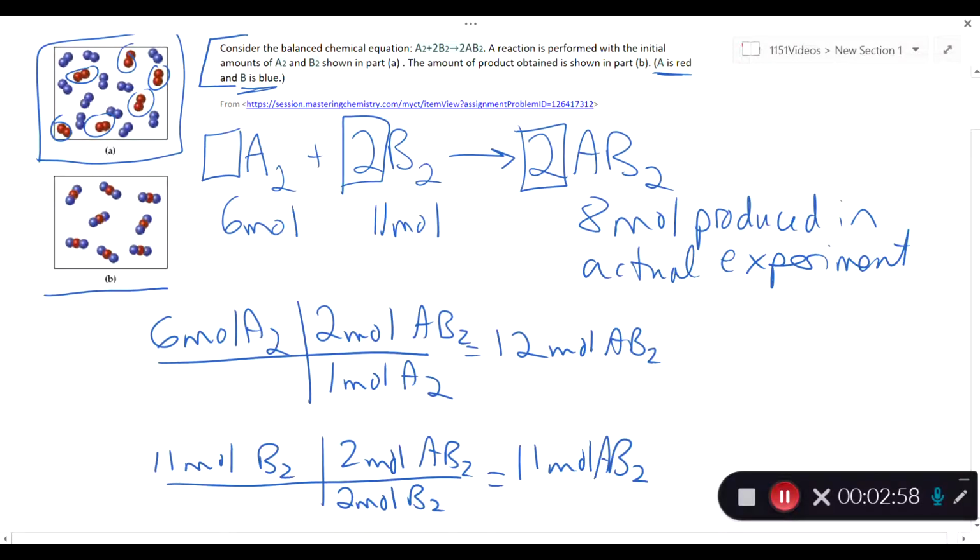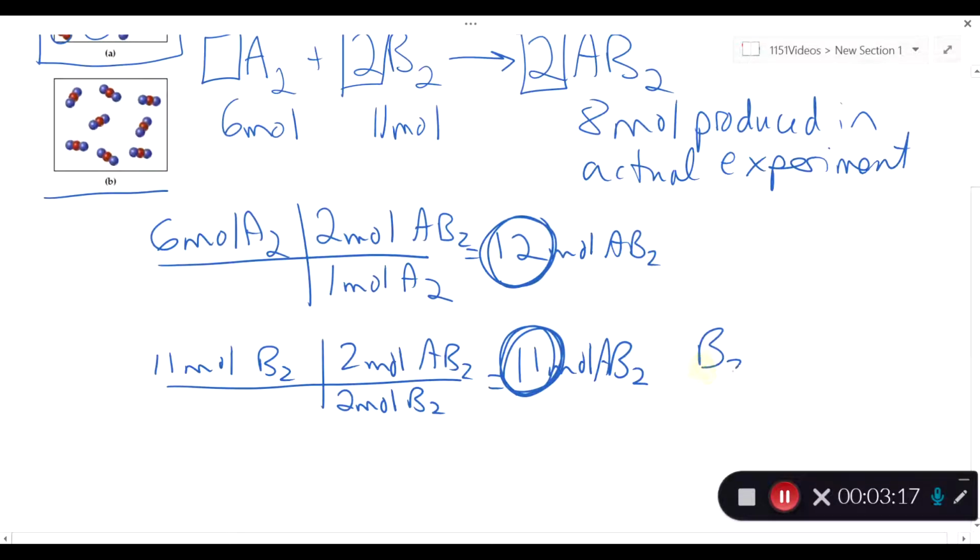Now, since 11, this value here, is a smaller number than the number 12, this value here, I can say that B2, or the blue spheres, are the limiting reactant, okay? So B2 is the limiting reactant. Okay, so I don't need this upper value 12 anymore at all.